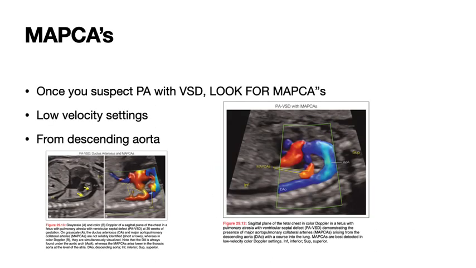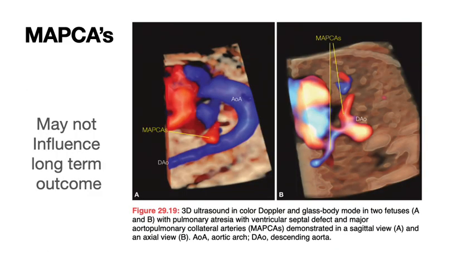All right. Now, once you suspect this pulmonary atresia with a VSD, look for these major aortopulmonary arterial communications. Look for them in the low velocity settings and look for them coming off of the descending aorta. How to use them for prognosis, not too clear, it's kind of debatable, but here's two more pictures of the same thing.